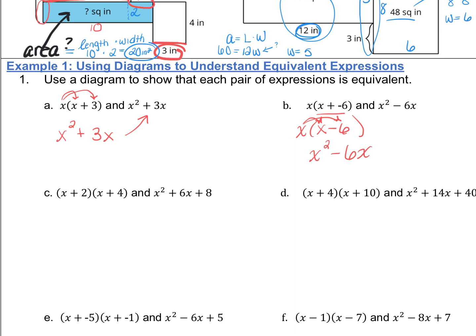Looking at C, this is where we have to distribute twice. So I distribute my x to get x squared plus 4x. And then just to show you how I'm going to distribute again, I'll use a different color here. So now I'm going to distribute the 2 and I get 2x plus 8. Now I'm going to combine like terms, and I get x squared plus 6x plus 8.